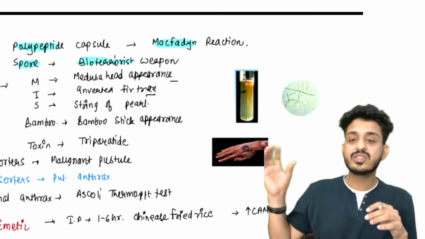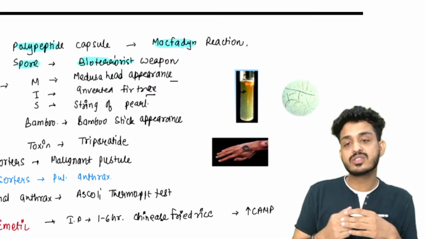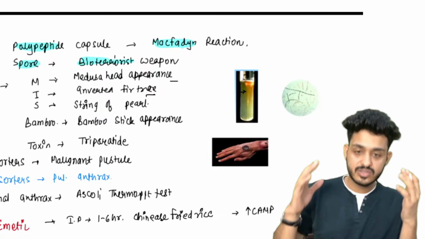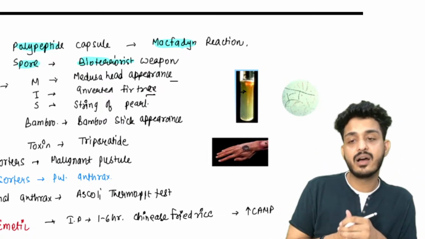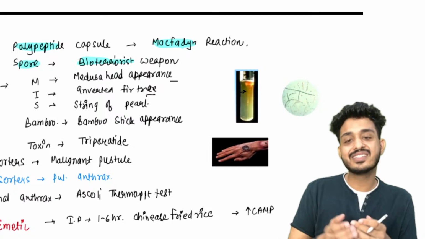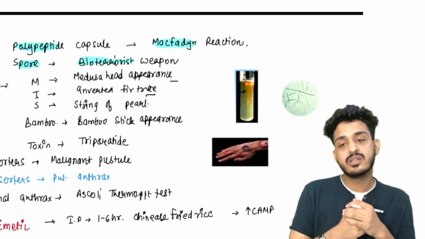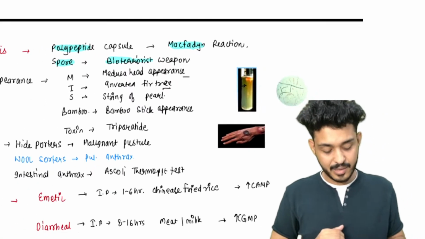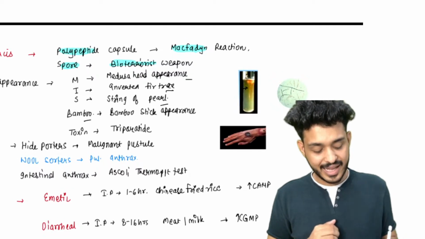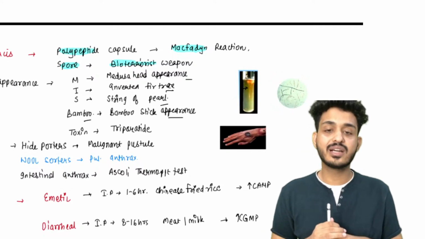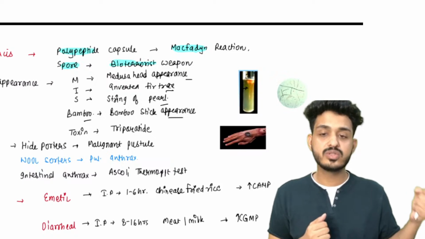So understand it like this, there is a lady who is standing. She has three things. First one is Medusa head appearance. Second, inverted fir tree appearance. Also, she has worn a string of pearls. She has worn a necklace, string of pearls. And she is having bamboo stick appearance. That means she is having a bamboo stick in her hand.